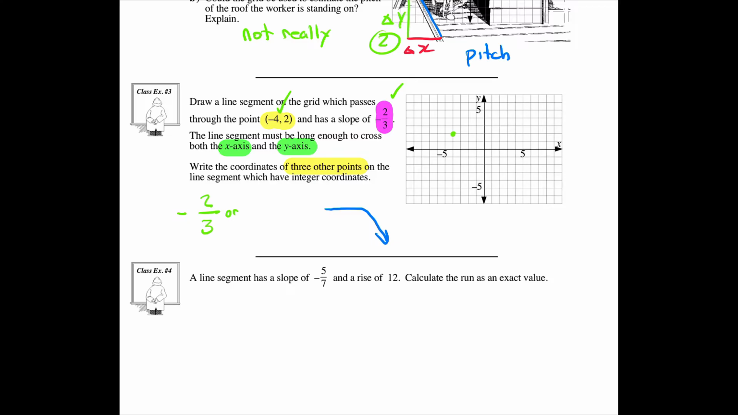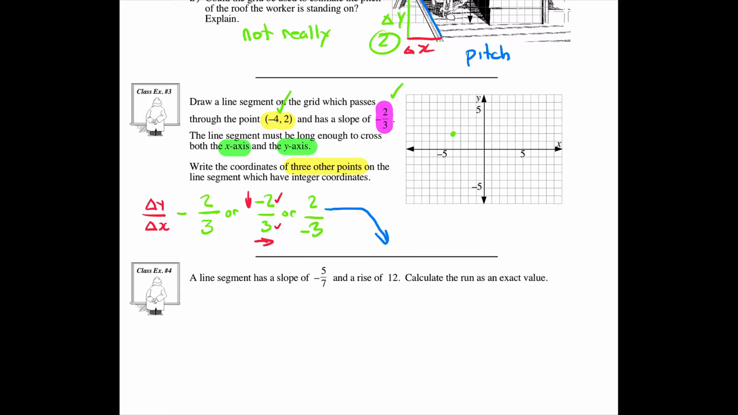So it can either be negative 2 over 3, or it can be 2 over negative 3. So in the first case right here, remember the top is the change in y and the bottom is the change in x. So if we're looking right here at a negative 2, that would be down 2. And then a positive 3 would be right. So this is down and right.